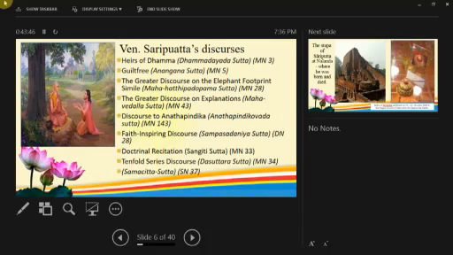Venerable Sariputta, that's the picture where Venerable Assaji and Upatissa met under a tree, and Upatissa was asking questions about his teaching, about his teacher, and so on. So these are some of the discourses Venerable Sariputta made. Dhammadayada Sutta in Majjhima Nikaya and Anangana Sutta in Majjhima Nikaya, guilt-free. The greater discourse on the elephant footprint simile, Mahahatthipadopama Sutta, and the greater discourse on explanation, Mahavedalla Sutta.